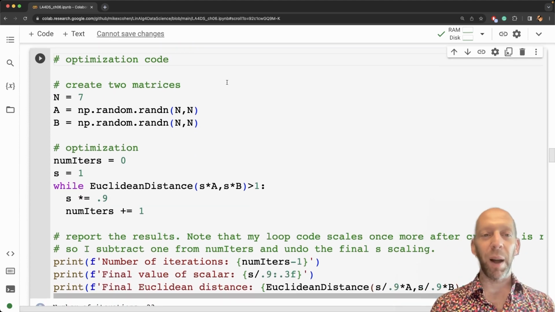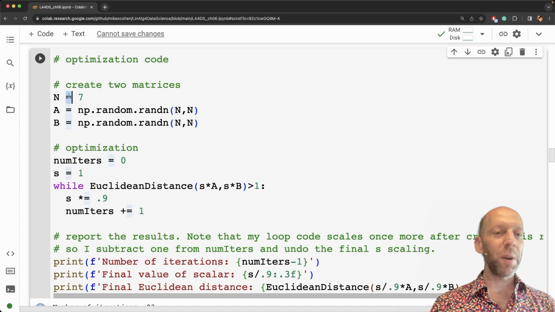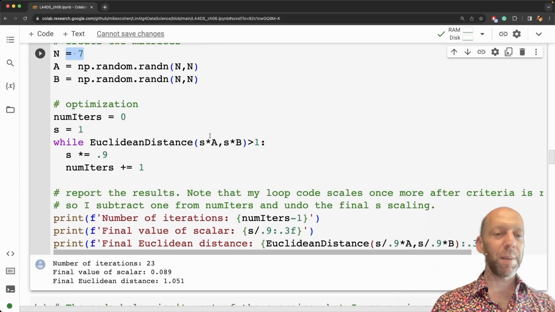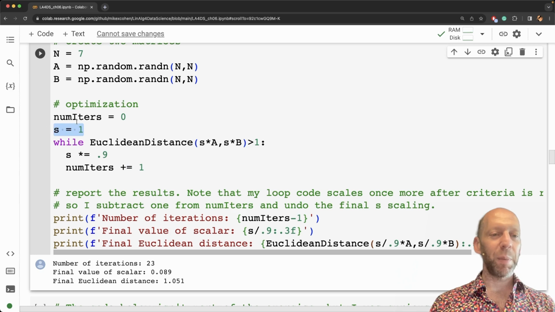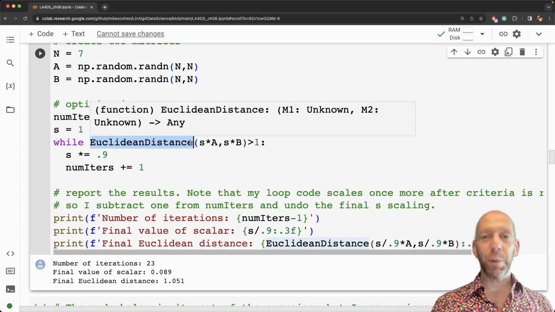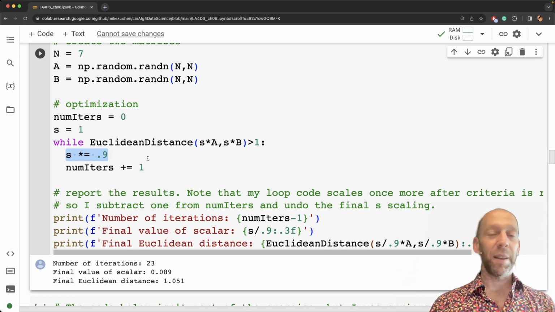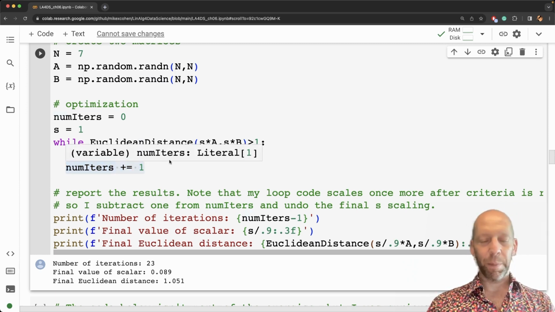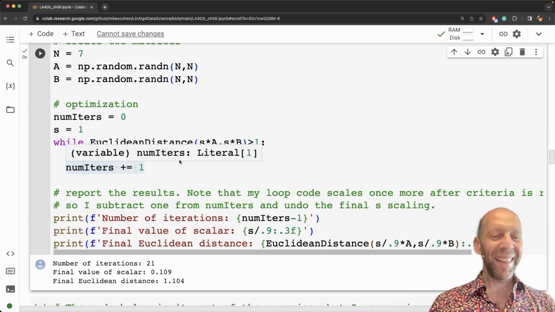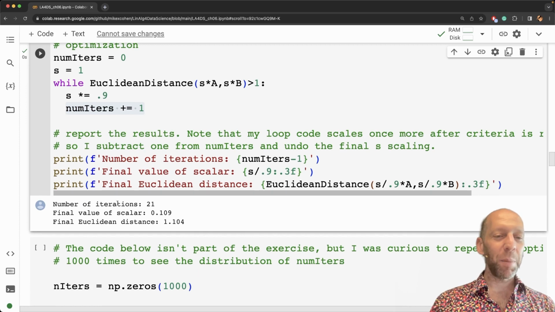Okay, so here's the very simple optimization code. I define two 7 by 7 random numbers matrices. And then here I start with the scalar being set to 1, and then I use a while loop. So I say while the distance between these two matrices is greater than 1, then we knock down the scalar. So we multiply the scalar by 0.9, which means we're just reducing its size by 10%. So it's getting knocked down to 90% of its original value. And we increase this variable, this counter, num iters. Okay, that's simple. And then here at the end, I print out the number of iterations it took.